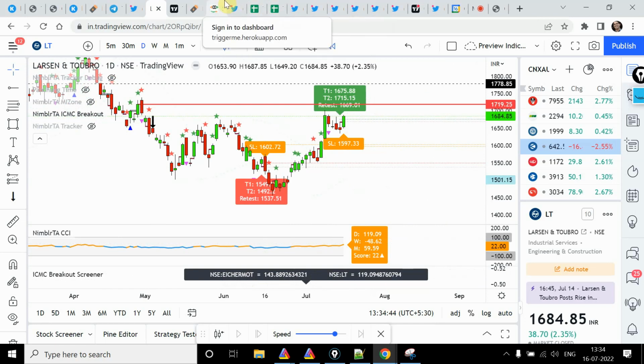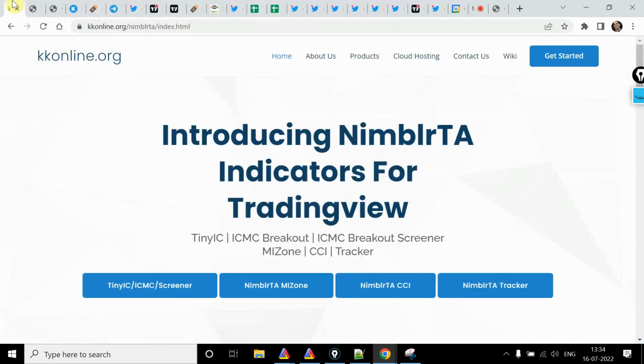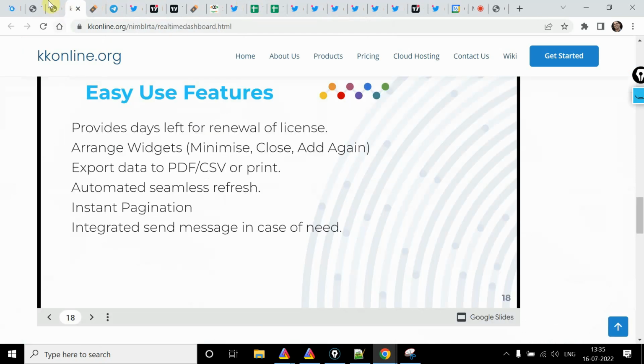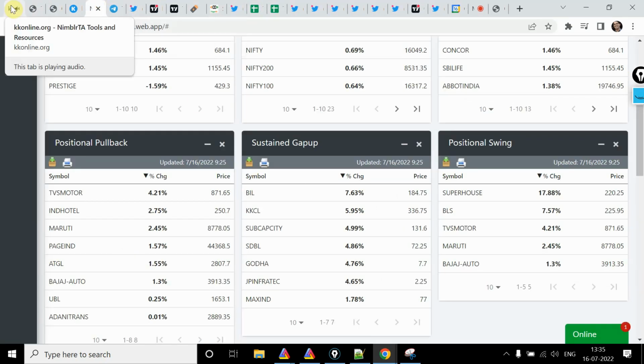So Krishna, right? This is Srinivasan. Yeah, this NimblrTA Tracker, this buy and sell signal, what indicators is it based on? Yeah, it will give you multiple things. So let me just take you through the part over here. I think we discussed this one. I'm sorry if I'm making you repeat some things. Not a problem.